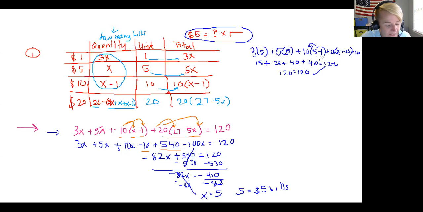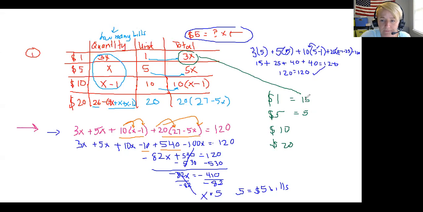So now the only thing I have left to do is say how many fives, how many tens, how many ones, and how many 20s I have. We already know that x equals 5. I'll make a little chart for $1 bills, $5 bills, $10 bills, and $20 bills. For $5 bills, there's 5 of them. We already know that. For $1 bills, it said it's 3 times 5, so that means there are 15 $1 bills.